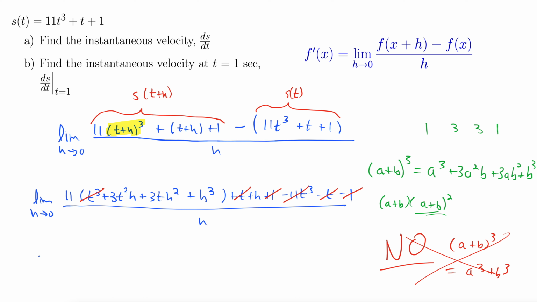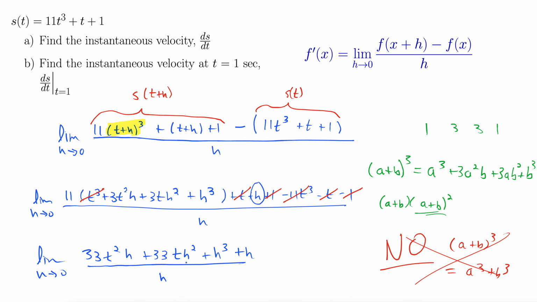So cleaning this up, let's see what we're working with here. Limit as h goes to 0, I'm going to multiply this 11 through, so 33t squared h plus 33th squared plus h cubed plus h, there's still this h hanging out here, all over h, and now finally we can cancel that h in the denominator. Right, so we have this h canceling here, here this makes this 1, here this makes this h squared, and this entire h cancels, leaving us with just a constant of 1.